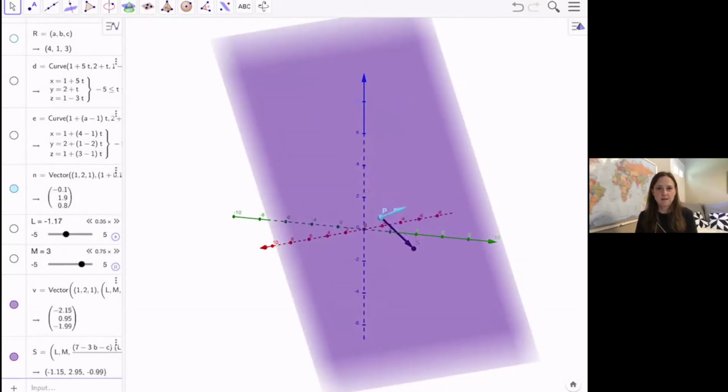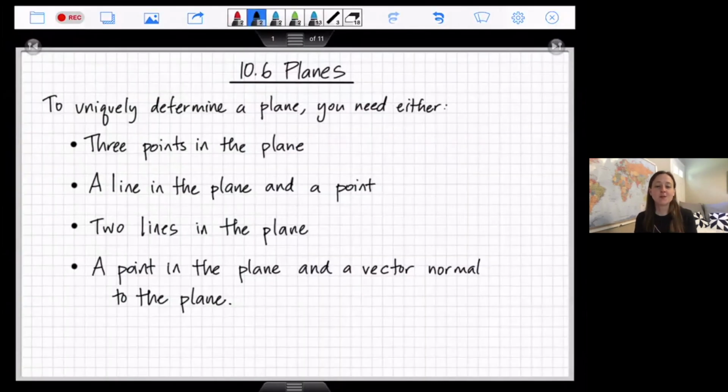All right, so we had 4 different ways we could describe a plane. We said we could give you 3 points, and the plane would go through those 3 points. I could give you a line in the plane and a point, and that would lock the plane into place. We could give you 2 lines, and the plane would go through those 2 lines. Or the last one, you could have a point in the plane and a vector normal to the plane. And I said that this is the one that's actually going to give us the equation of a plane.